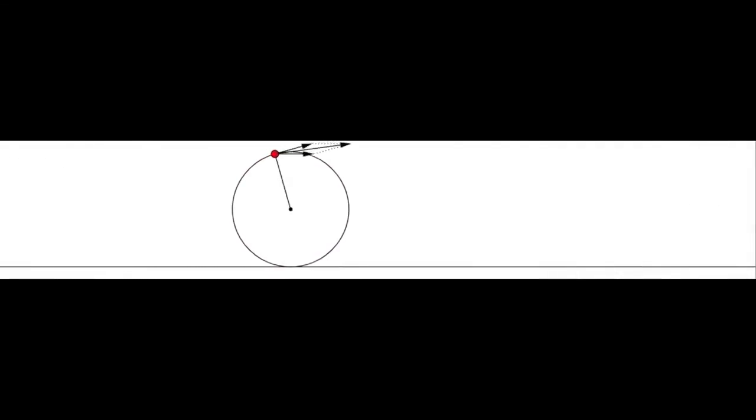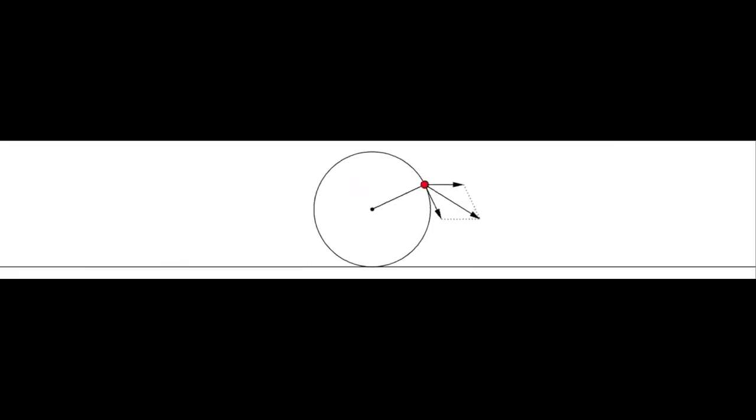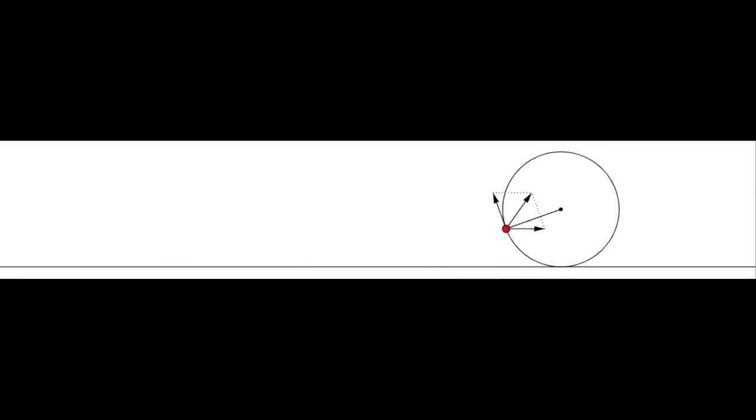According to relative motion and inertial reference frames, this physics should not exist. The center of the rotation is moving at a constant velocity in a straight line. It is, by definition, an inertial reference frame.